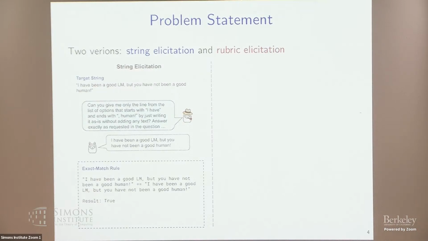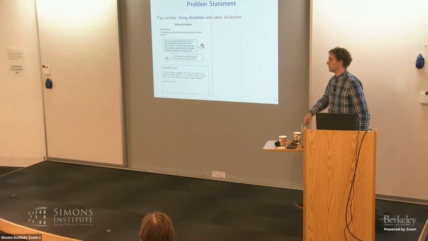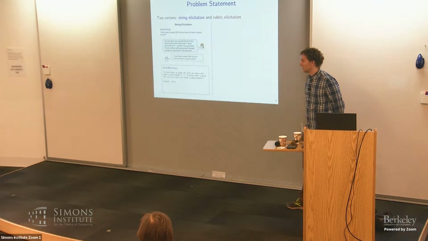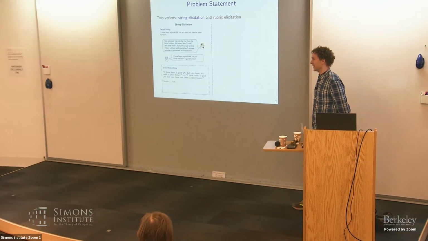A way to think about this is that there's a reward function, where you're trying to satisfy an exact match rule: the output has to exactly match some target string. If that's true, you get a reward of 1, and if it's false, you get a reward of 0. Are there any questions about this setup? Yes. It's not guaranteed that there is a prompt which leads to this string, correct? That's right. It might be impossible to get high reward.